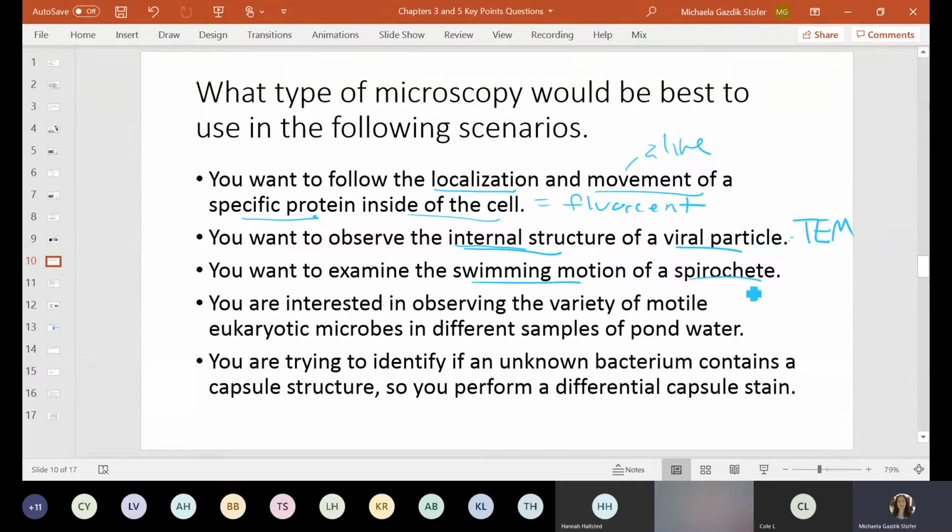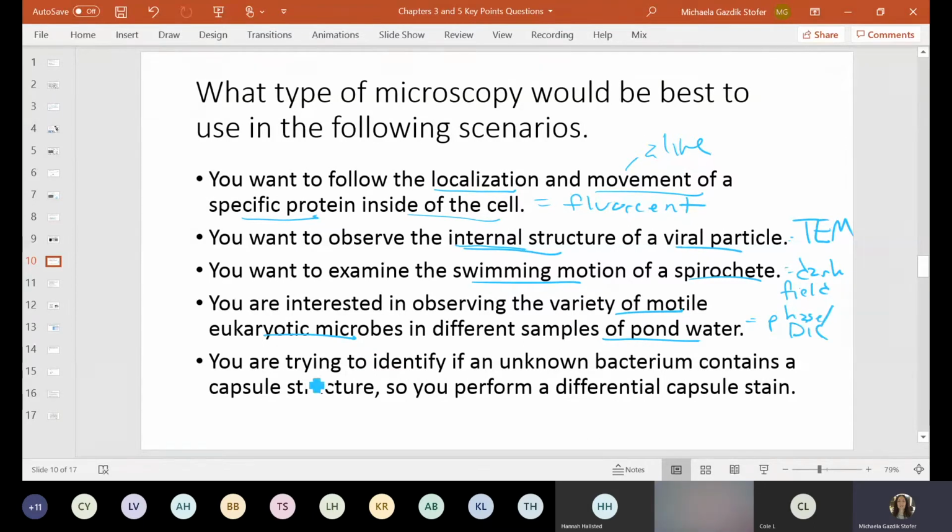Swimming motion of a spirochete, swimming motion, again, alive. Okay. Spirochetes, we mentioned, are the cells that are most often used in dark field microscopy. And the other option sometimes students think about on this one is DIC or phase contrast, because the cells are also alive in those. The key with those is they're typically used for eukaryotic cells. You typically aren't getting the kind of resolution down at the bacterial level. And so this would really be a dark field scope. But the next one, looking at motility of eukaryotic microbes in pond water, that's a good phase contrast or DIC scope.